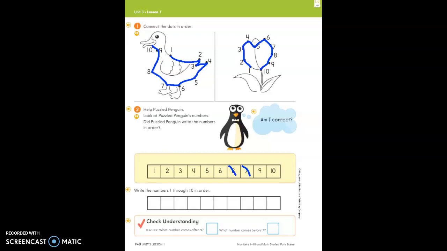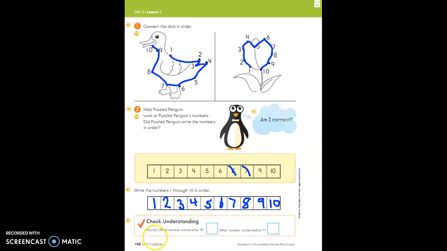8 and 7 are mixed up. So 7 doesn't come after 8, and 8 comes after 7. So the flip-flop, right? Let's write them the correct way for them. 1, 2, 3, 4, 5, 6, 7, 8, 9, and 10. Good job.